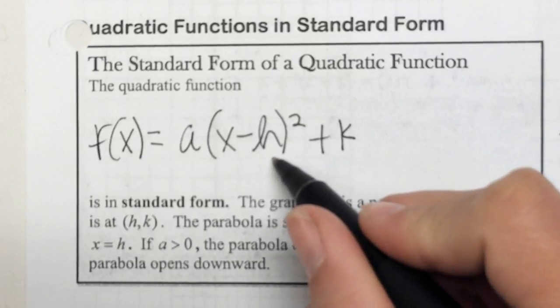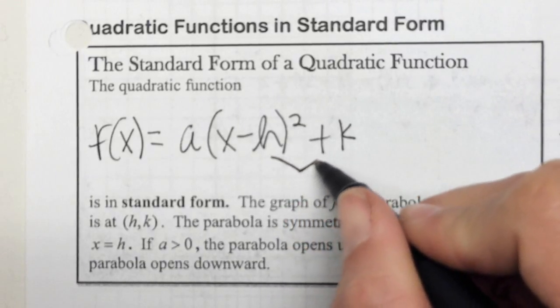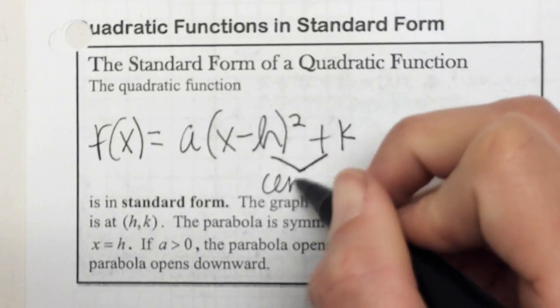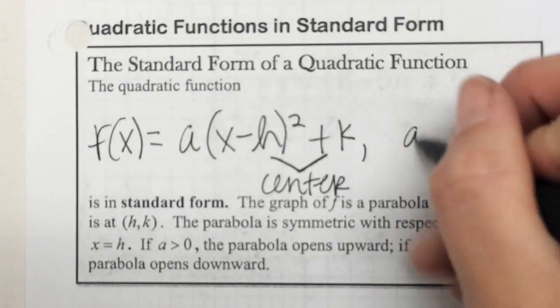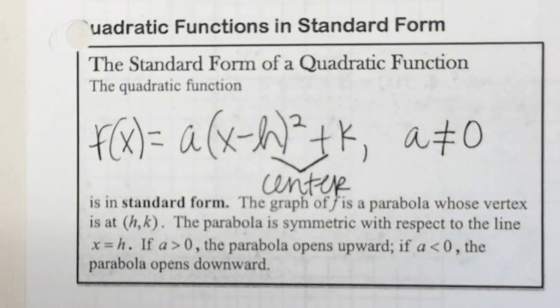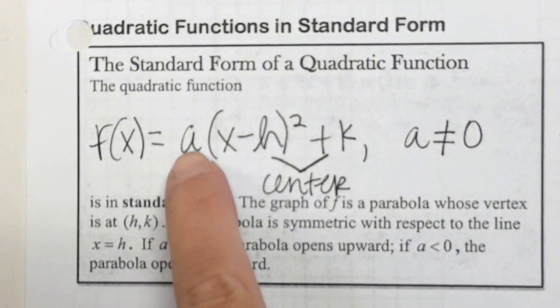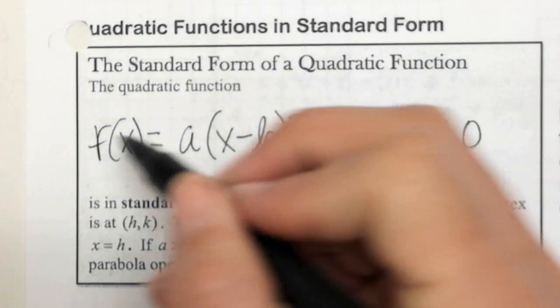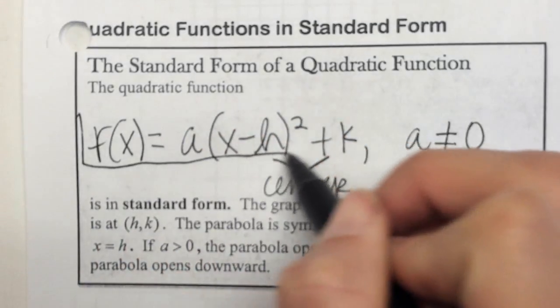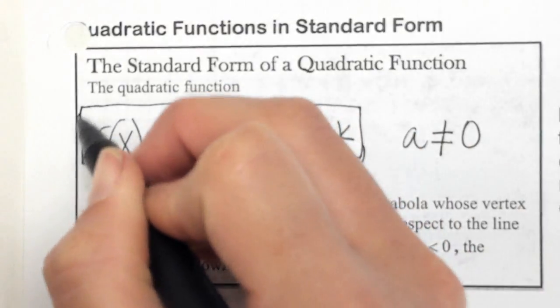And this is your center, so I'm going to bring this down. H and K are your center. So it's kind of like your X and Y of your parabola. And A cannot be 0. So the number out front can't be 0 because then it wouldn't be a quadratic. So this is standard form, which is what we're going to be looking at first. Quadratics in standard form.